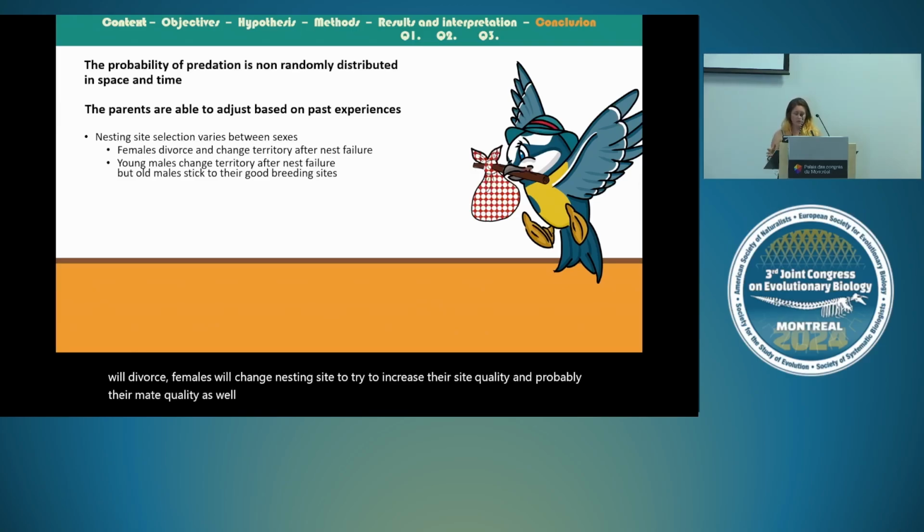Young males may try to do the same, but it may be harder for males to find quality nesting sites because of the competition for access to good territories. And the older males, that were on average already in good territories regarding other aspects than predation risk, like food availability for instance, will probably stay at the same nesting site even after nest failure.